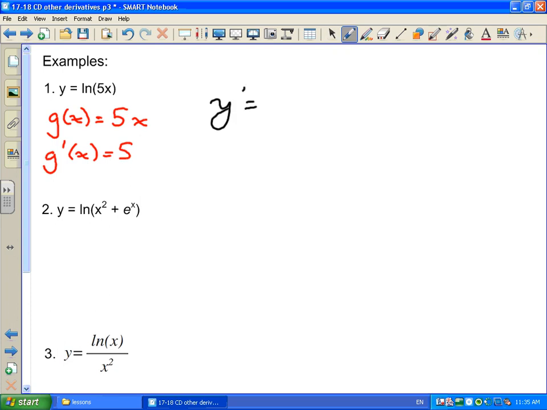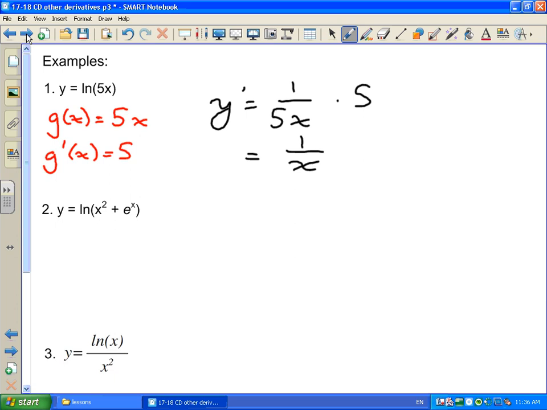So let's apply that rule. Our derivative, y primed, is going to be 1 over that inner function, so 1 over 5x, times the derivative of that inner function, or times g primed at x. G primed at x is just 5. So we get 1 over 5x times 5, which simplifies very nicely to just being 1 over x. So anytime you're doing the derivative of the ln of some number times x, you're just going to get your basic ln derivative back, 1 over x.